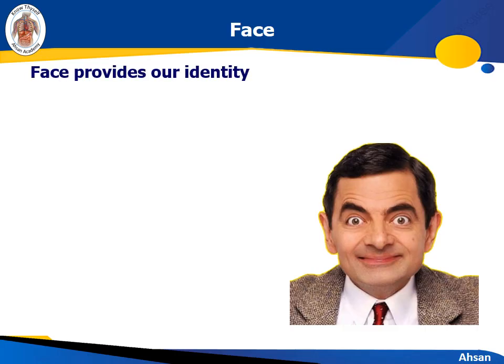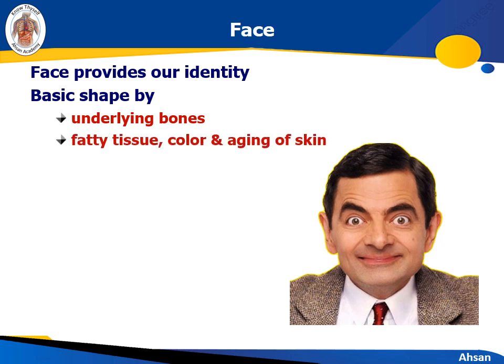Face provides the identity. Looking at the face, we can identify who that person is. The basic shape of the face is determined by the underlying bone as well as the fatty tissue, the color of the skin, and the aging change in the skin. All this together maintains the shape of the face, and all play an important role in giving the identity of a particular face.